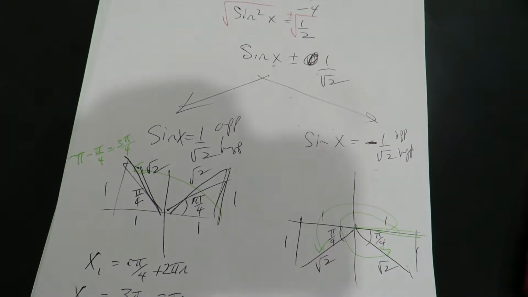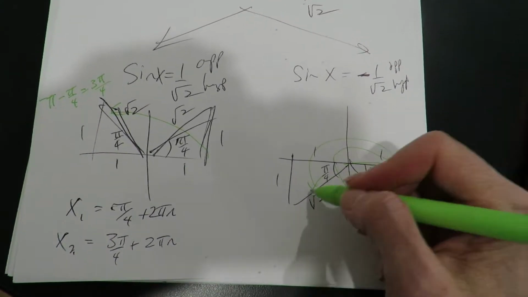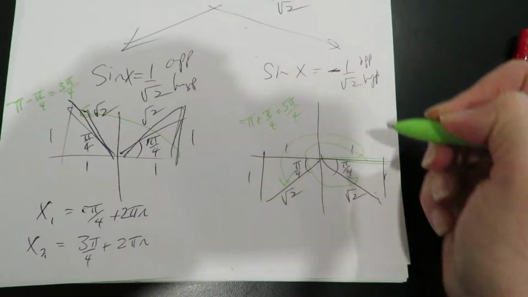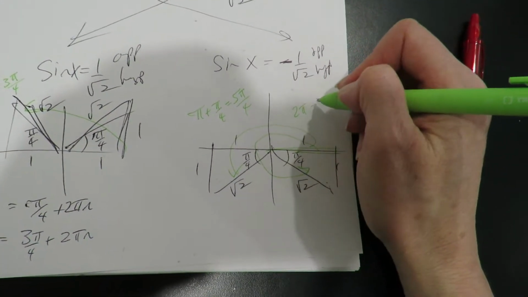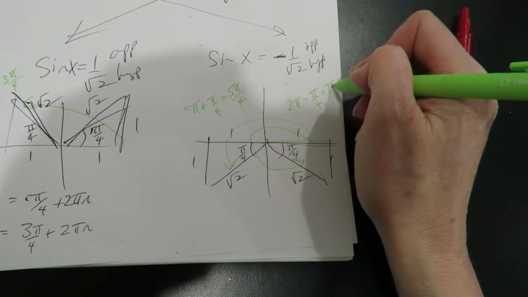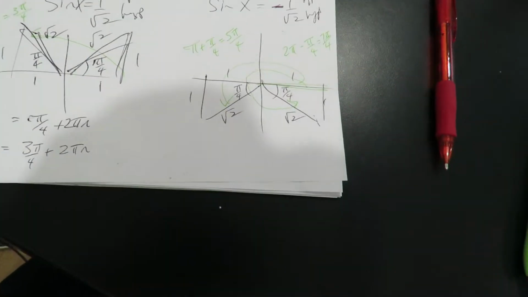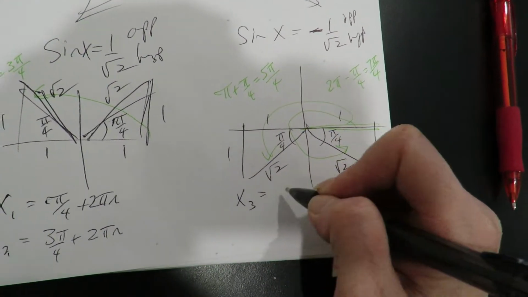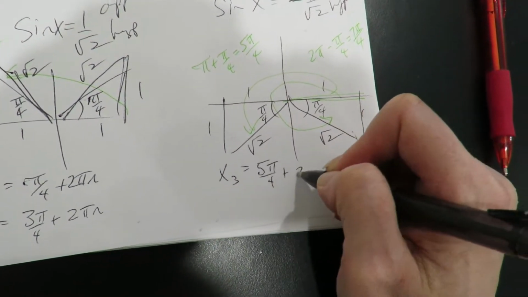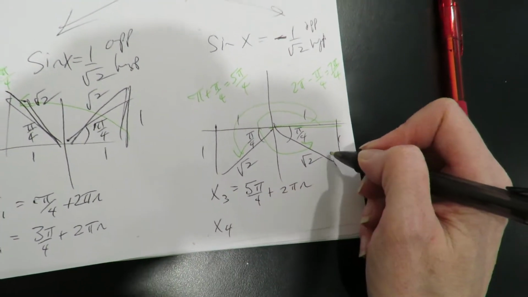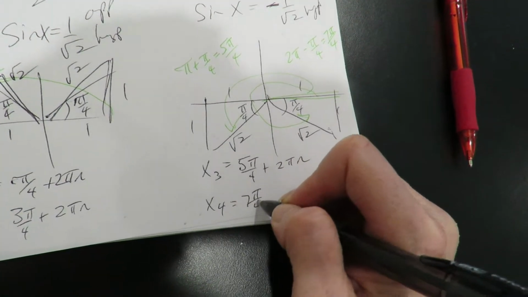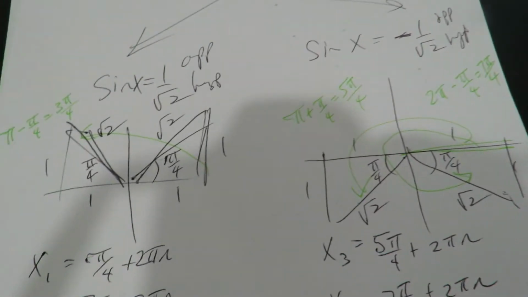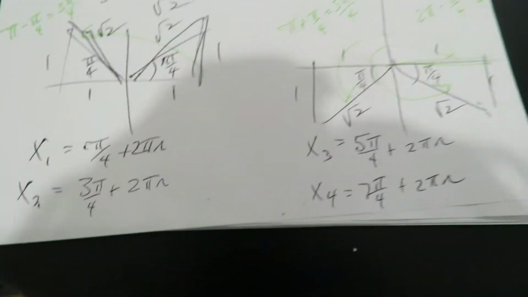All right, the first one is going to be pi plus pi/4, which is 5π/4. The next one is going to be 2π minus pi/4, which is going to be 7π/4. All right, so the long answer then for this is going to be this one. The third answer is 5π/4 plus 2πn. And the fourth answer, this guy here, is 7π/4 plus 2πn. So that is the infinite amount of answers for each of those individual positions.